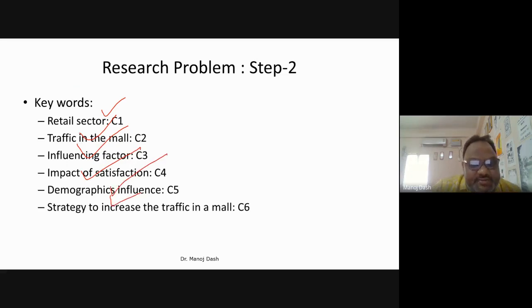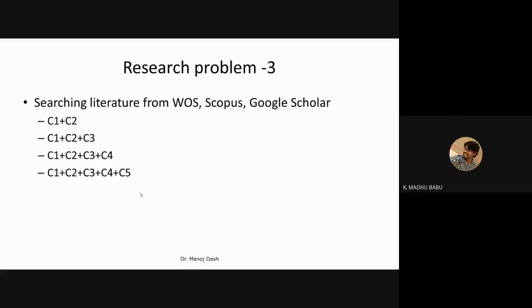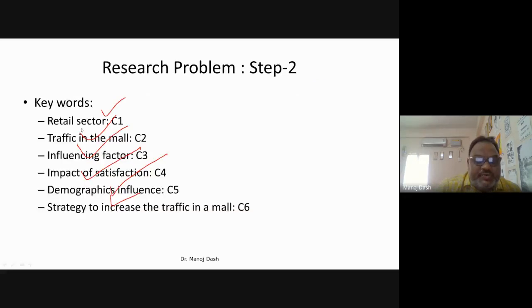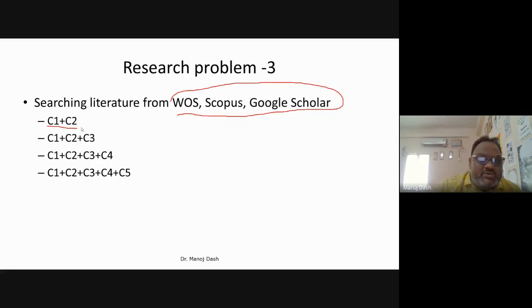Is it clear? Hello, is it clear now? Yes, sir. Then I use the literature databases, that is Web of Science, Scopus or Google Scholar, whatever it may be. I write C1 plus C2. So what is C1 plus C2? Retail and traffic. When I use these two words, I got 12,000 papers already published.